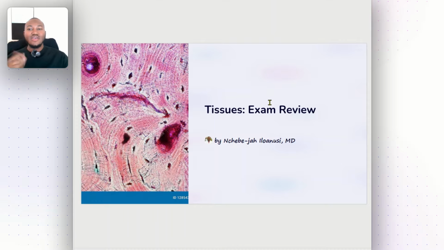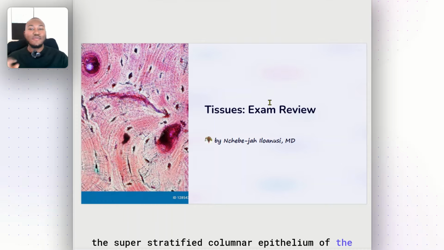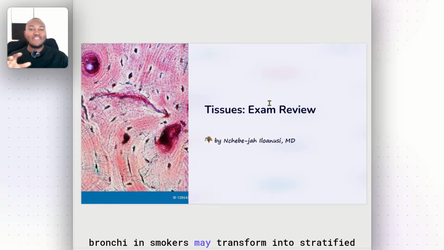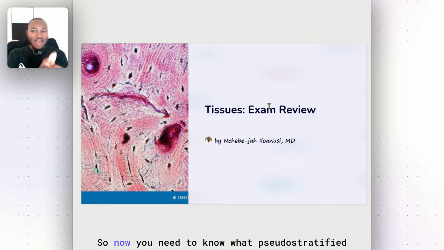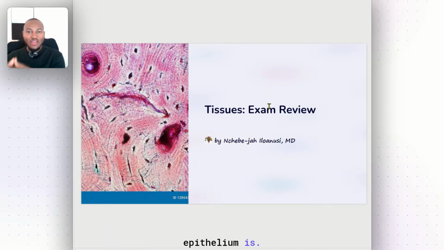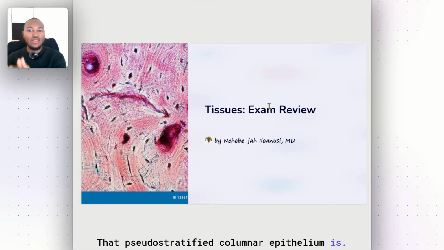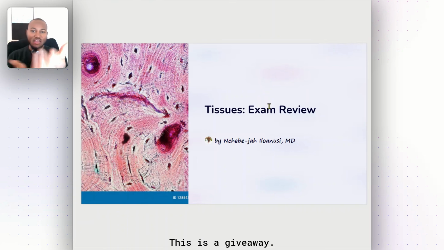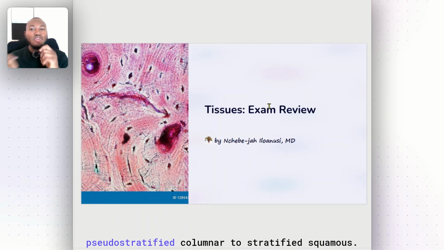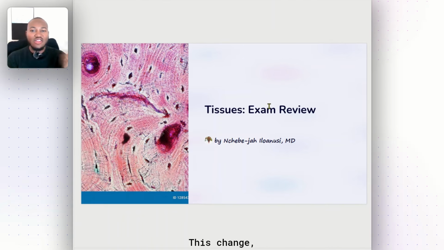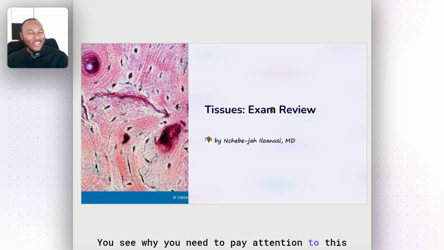Now, finally, the pseudostratified columnar epithelium of the bronchi in smokers may transform into stratified squamous epithelium. So now you need to know what pseudostratified columnar epithelium is. Where are they found? Okay, fine. This is a giveaway. It's found in the bronchi, right? Now, they said in smokers, smoking will make it transform from the pseudostratified columnar to stratified squamous. What is this transformation called? You see why you need to pay attention to this discussion?